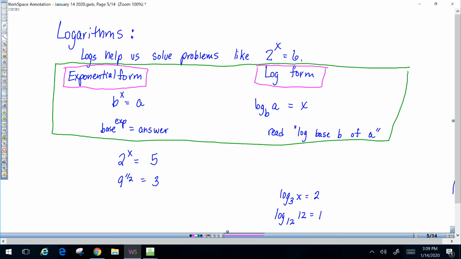Now, exponential form. This is what we're already accustomed to. We have a base raised to an exponent equaling an answer. B to the x equals a. That's exponential form. Log form looks different, but it's necessary and helpful. So I'm going to give you just a moment to take these notes, and then we'll try the problems.